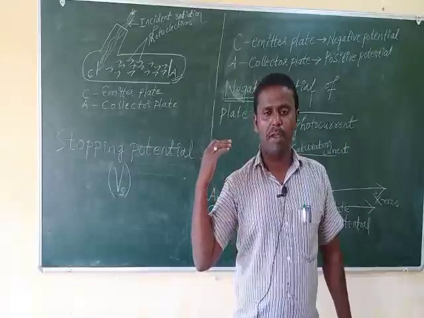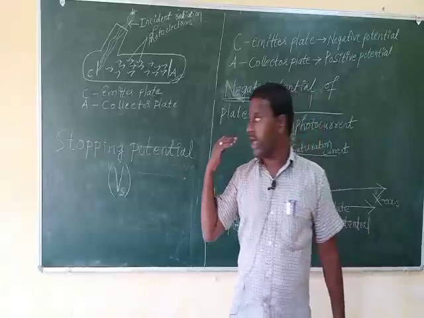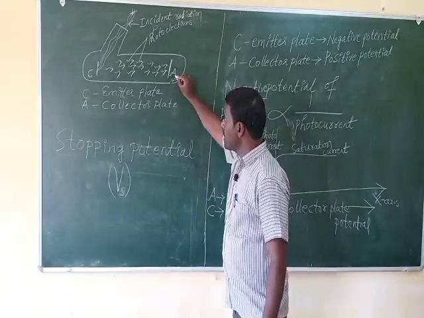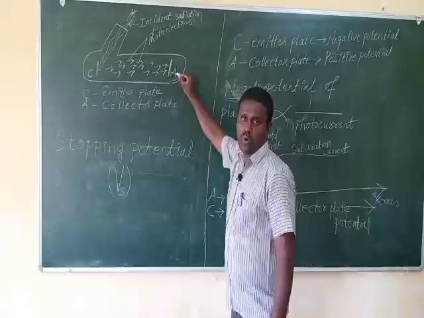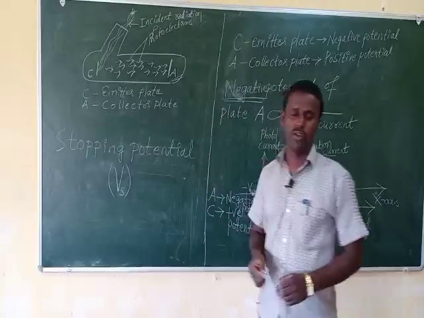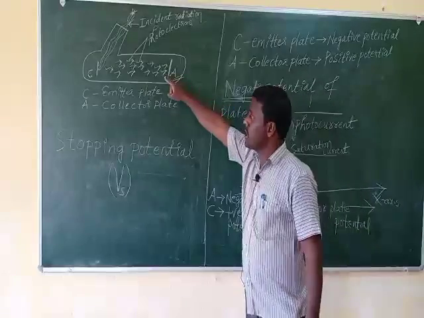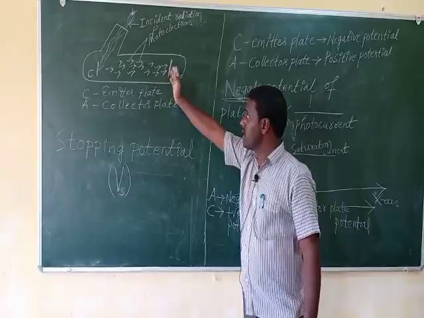So here stopping potential is the particular value of negative potential given to the plate A for which photocurrent becomes zero.